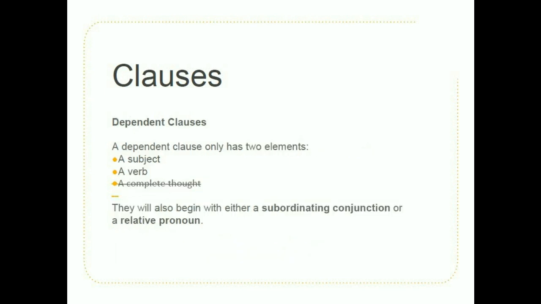A dependent clause, on the other hand, does not express a complete thought. It will have a subject, it will have a verb, but it does not express a complete thought. You can identify a dependent clause because it will begin with a subordinating conjunction or a relative pronoun. This is why it cannot function as a complete sentence. These subordinating conjunctions and relative pronouns introduce an idea that needs to be finished across 2 clauses.